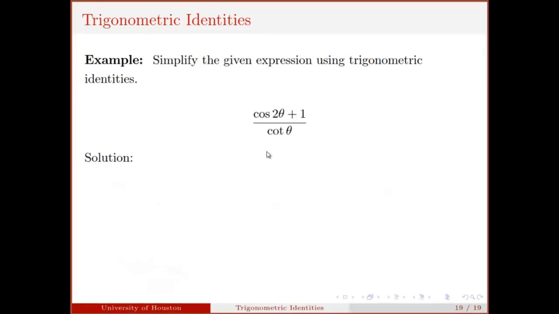Finally, let's simplify the expression cosine 2 theta plus 1 divided by cotangent theta. There are 3 double angle identities for cosine that can be applied in this case. We will choose the most convenient one, which is 2 cosine squared theta minus 1. That way, when we add 1 to this term, the 1's will cancel.